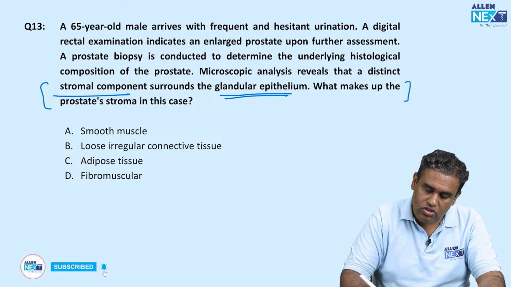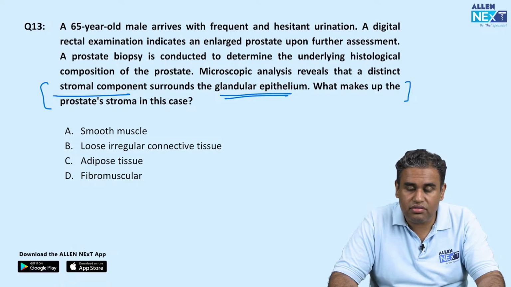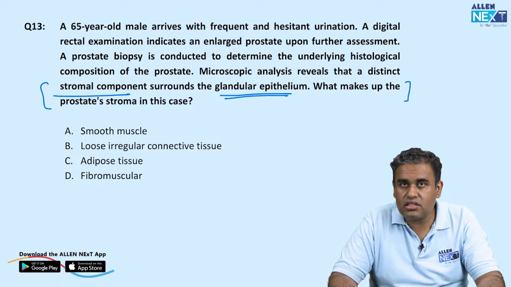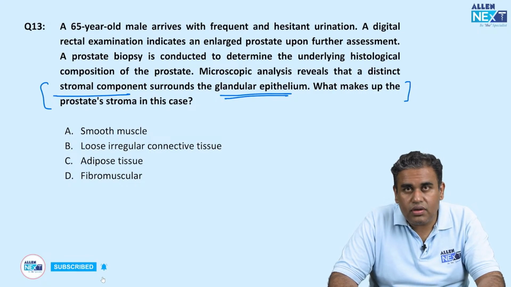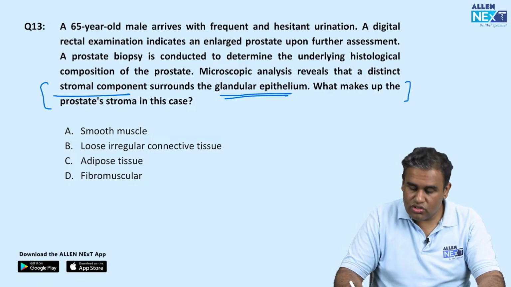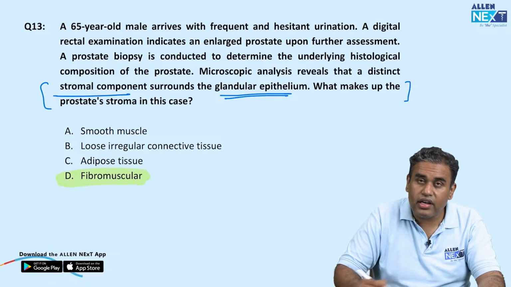The prostate stroma, you should know, is always fibromuscular. It's quite a hard structure. If you might have seen it in dissections or in pathology specimens, you should know that it is quite hard, and the stroma in the prostate is mainly fibromuscular stroma. Therefore, the answer is simply option D. Do remember this point.